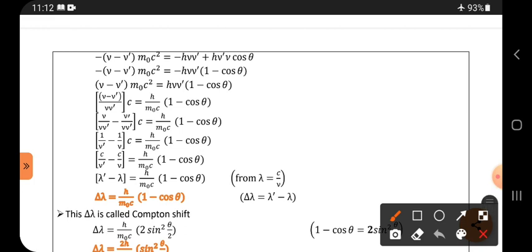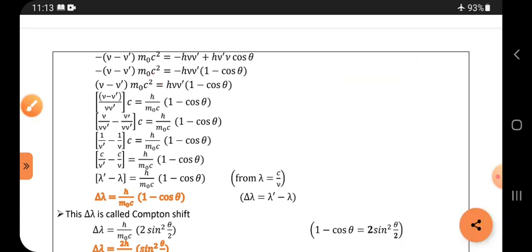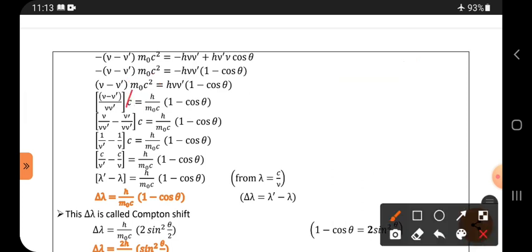And see here, m naught c square can be written like this, c square is written as c into c. So bring these two terms to this side only, keep c this side only, so c is here, m naught c is brought this side. Okay, and nu dash is brought this side. So then h is already there, and from this side m naught c comes, h by m naught c.